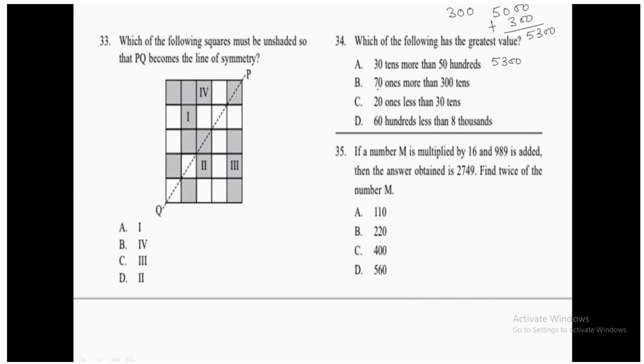Okay, so what is the meaning of 70 ones? 70 ones means 70 only. Okay, because ones is nothing, we have to add. Now 300 tens. So what is the meaning of 300 tens? 300 tens means we will write 300, then tens means we need to put one extra zero. Now we need to add them because the question is saying more than. Okay, so that's why we need to add it.